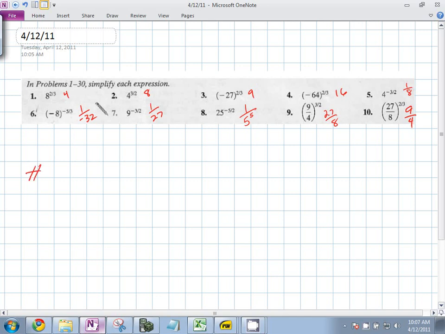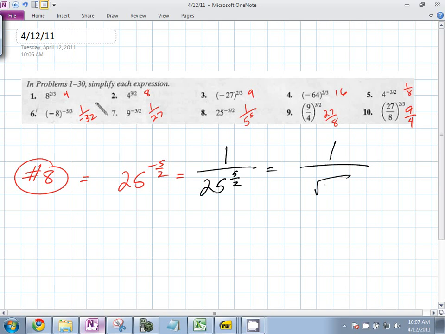Number 8? Okay, what does a negative power mean? So 25 to the negative 5 over 2. What's that equal? What's the first thing you can do? Macy, yeah? Nope. The negative goes away once it goes down.